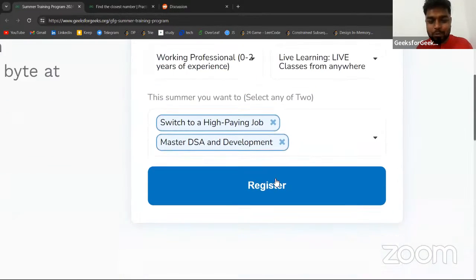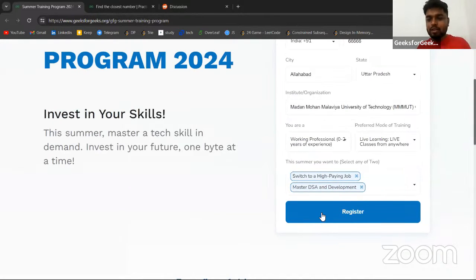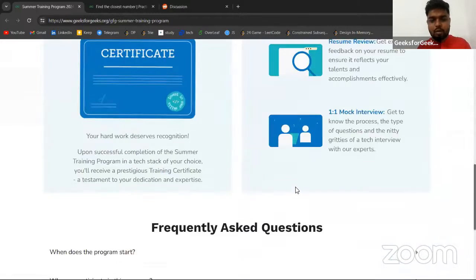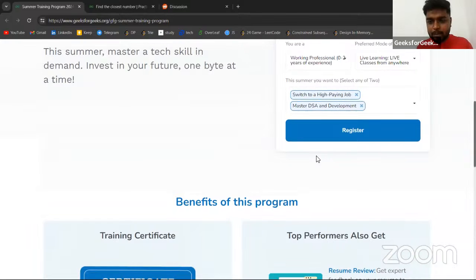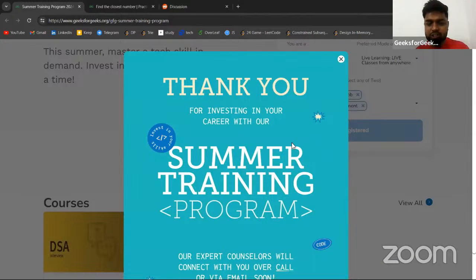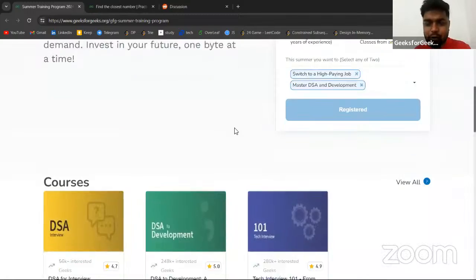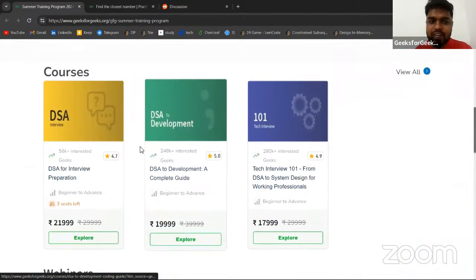So let's say I've selected these three options. Then once I click on the register option, right now you'll see I cannot see anything. But the moment you click on register, it thanks you for registering, and then it starts showing you the relevant courses.